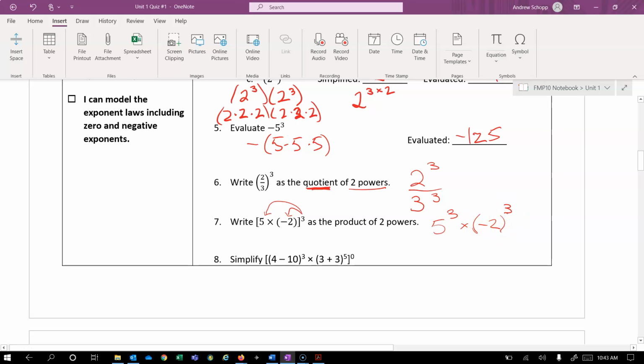You did not need to evaluate. And number 8, last one on the first page, was to simplify. And I gave you this pretty messy situation, but I'm hoping that you noticed these brackets on the outside here show that everything inside of them, all of this, is being raised to the power of 0. And therefore this is just 1.